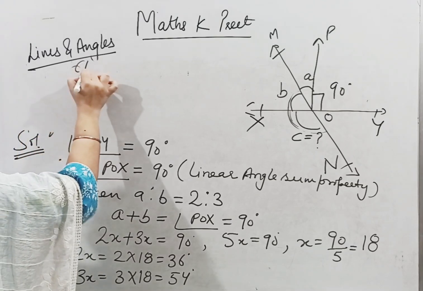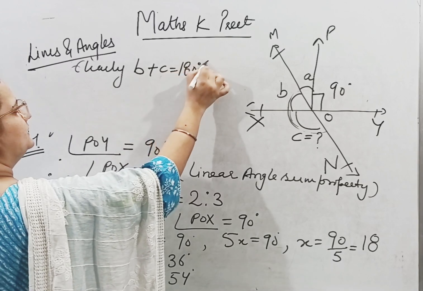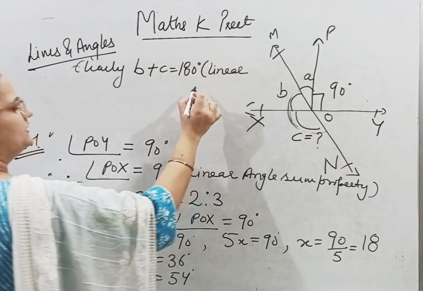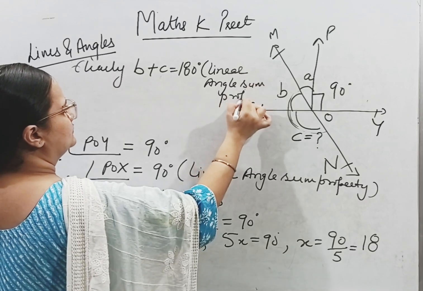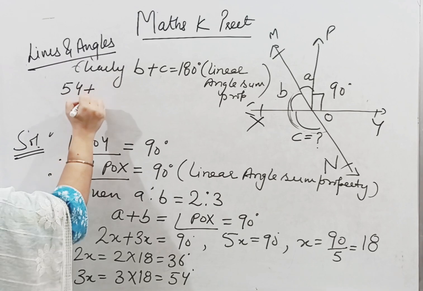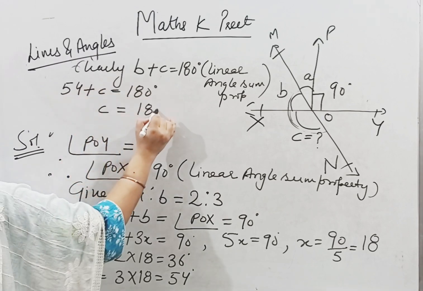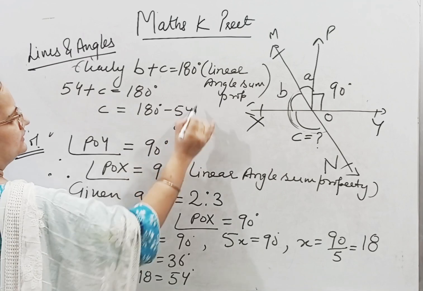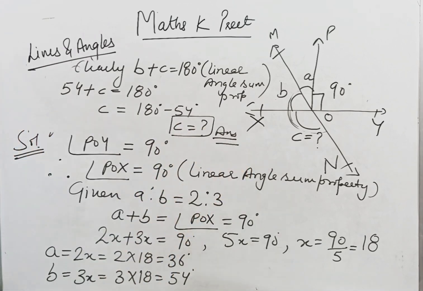So clearly we can write angle B plus C is equal to 180 degrees by the linear angle sum property. So the value of B is 54. 54 plus C is equal to 180 degrees. So C is equal to 180 degrees minus 54. Calculate the value of C and get your answer for this question. This is how we have to work for this question.